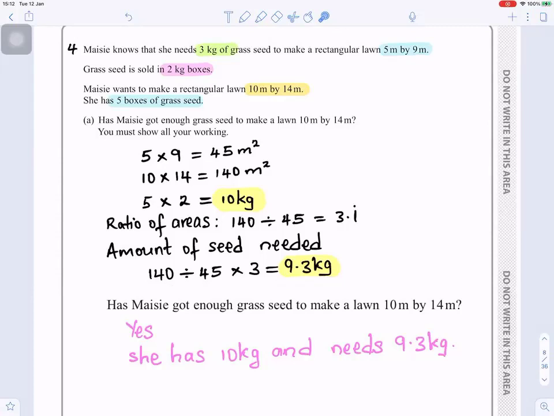Has Maisie got enough grass seed to make a lawn 10 by 14 meters? The answer is yes, because 9.3 kilograms is less than 10 kilograms. So she has 10 kilograms and needs only 9.3 kilograms.